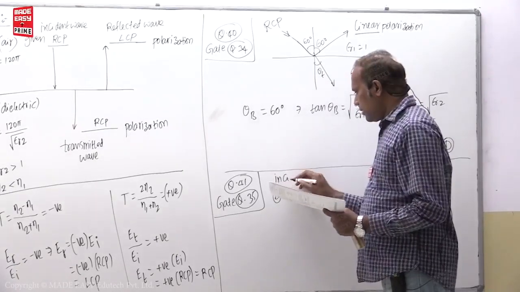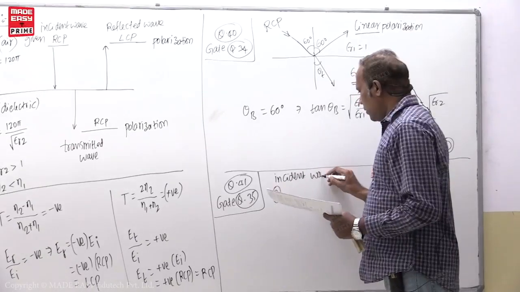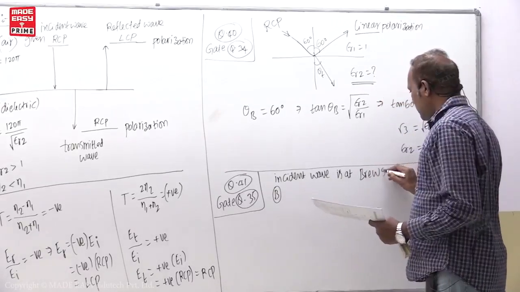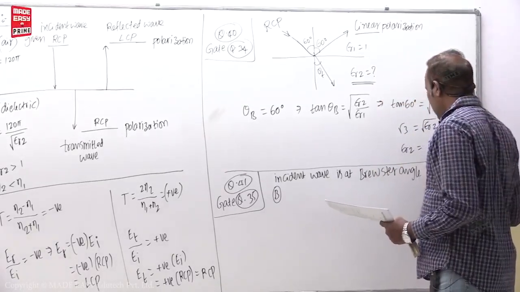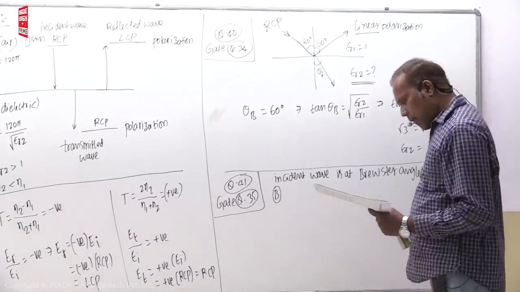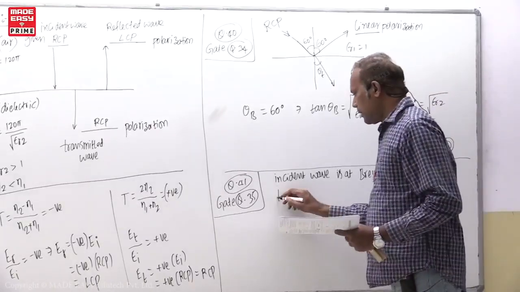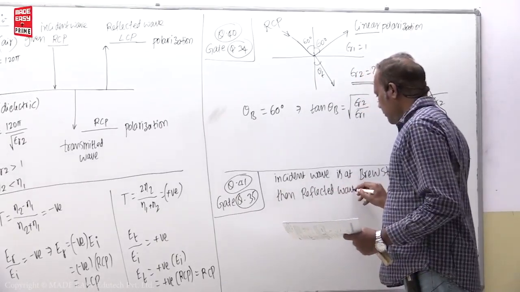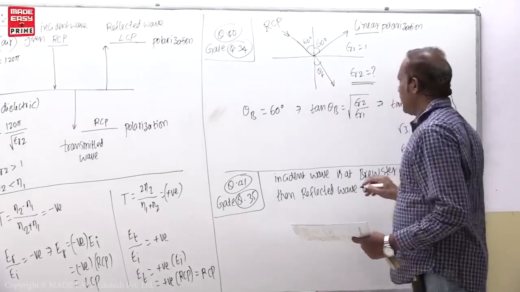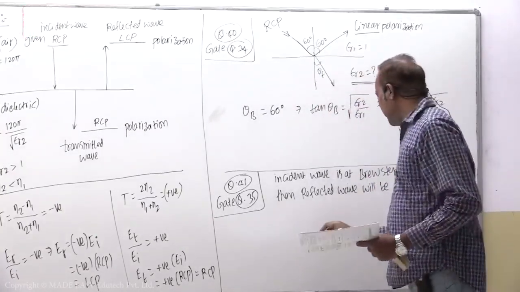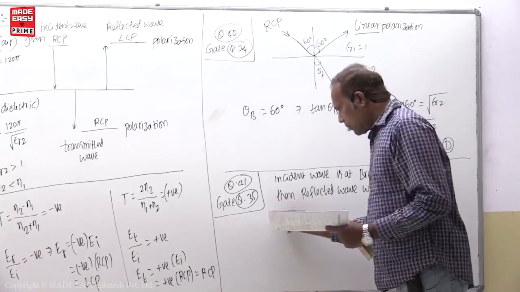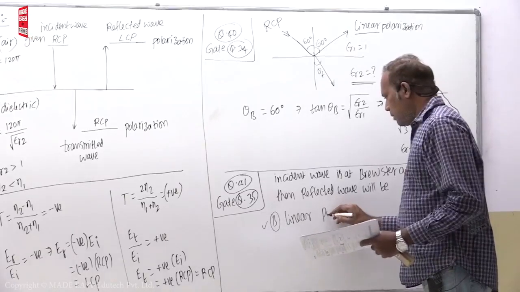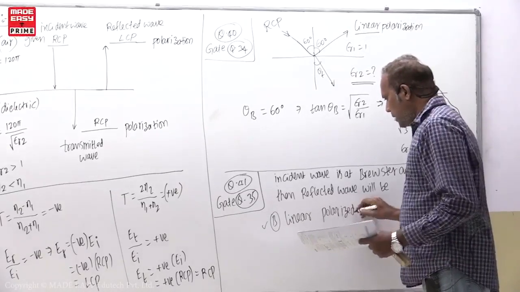If incident wave is at Brewster angle, then reflected wave will be linear polarized. So option B is correct. That is the answer.